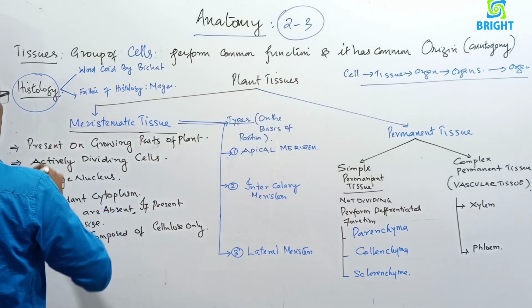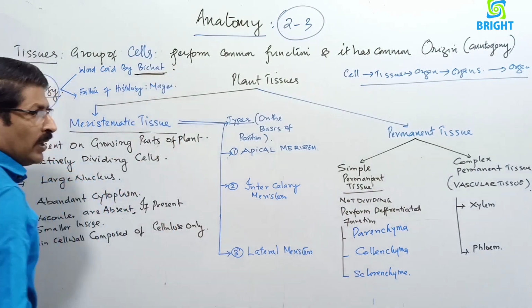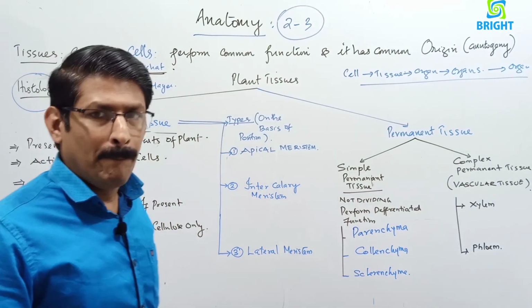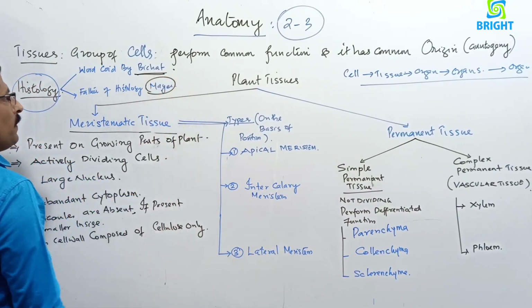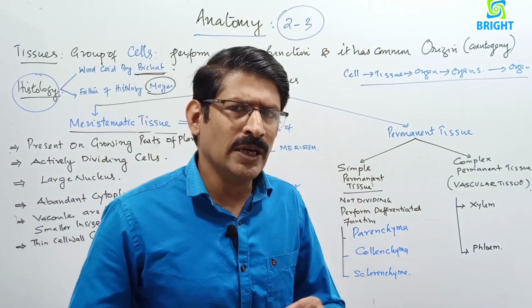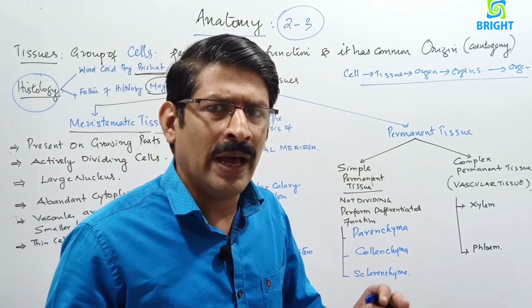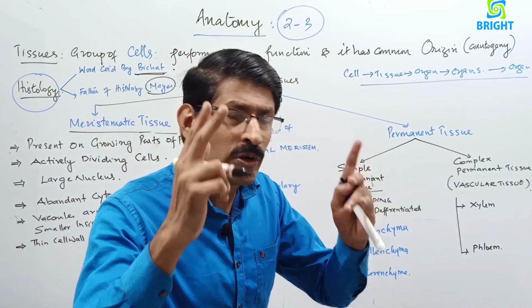The word histology was introduced by Bichat, and the father of histology is Mayer. And when we are analyzing the internal structure of plants, a plant has mainly 2 types of tissues.